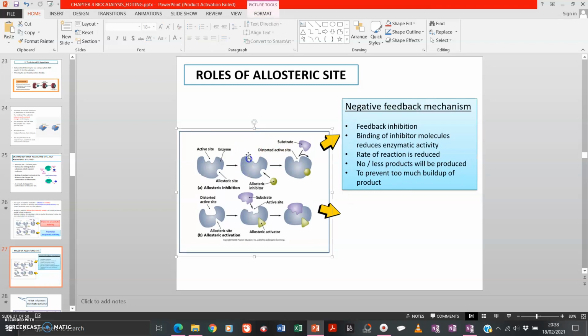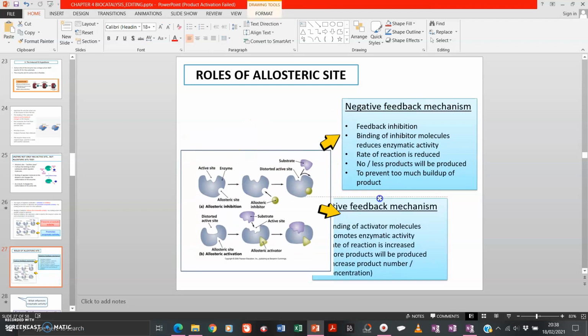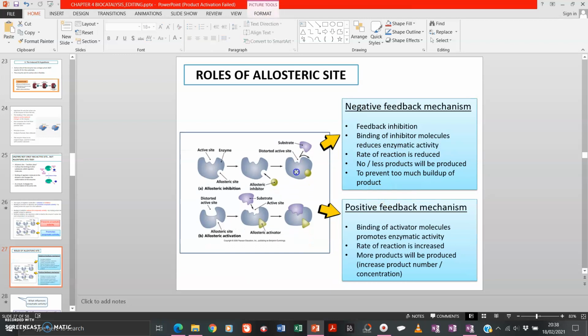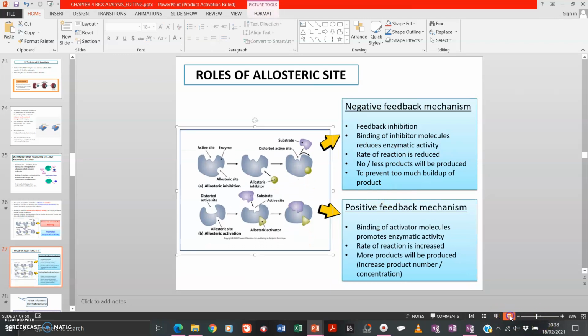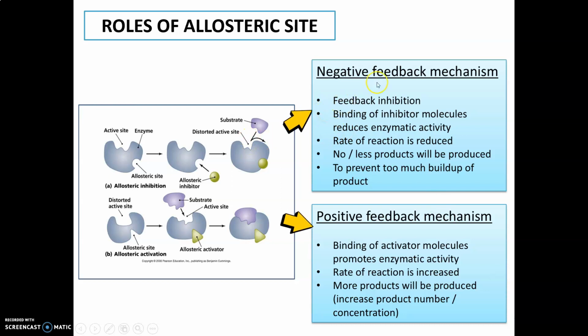Okay. Kalau tadi kita ada this positive feedback mechanism hasil daripada binding of activator dekat dia punya allosteric site. Yang kedua, kita juga ada this what we call negative feedback mechanism hasil daripada the binding of allosteric inhibitor changing the conformation of the active site. So apa berlaku adalah binding of inhibitor molecules reduces enzymatic activity. Bila dia akan reduce enzyme punya kebolehan untuk melakukan reaction, the rate of reaction itu sendiri akan reduce. Bila reduce, maksudnya tidak bolehlah substrate tadi form product. So no ataupun less product will be produced.